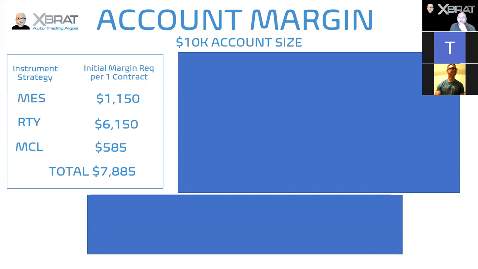So for a 10K account, this is a potential way of getting those three instruments going. The micro ES, which is the S&P 500 micro, the RTY, which is the Russell. It's not the most powerful index in the US, but it's got over 2000 stocks, so it does move quite well. And then this is micro oil as well. So let's go through what that looks like.